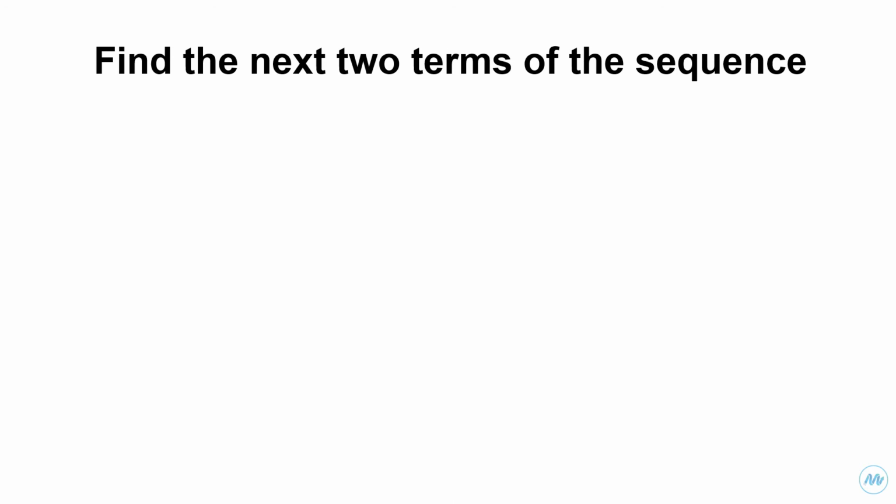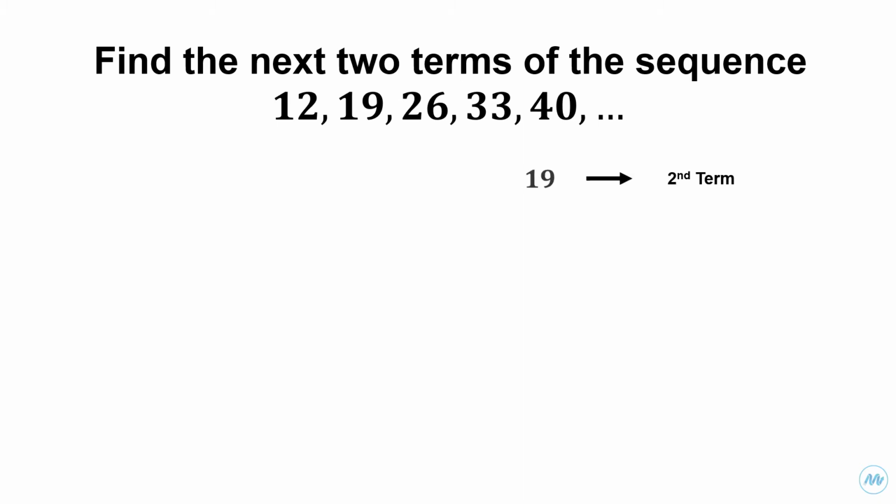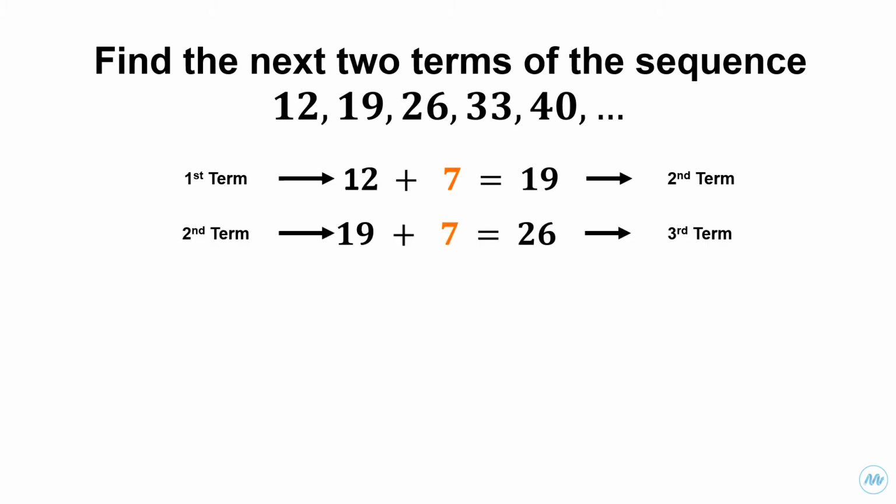Suppose you are asked to find the next 2 terms of the sequence 12, 19, 26, 33, 40, and so on. Let's look for a pattern using the given terms of the sequence. Notice that the second term 19 is 7 more than the first term 12. The third term 26 is 7 more than the second term 19.